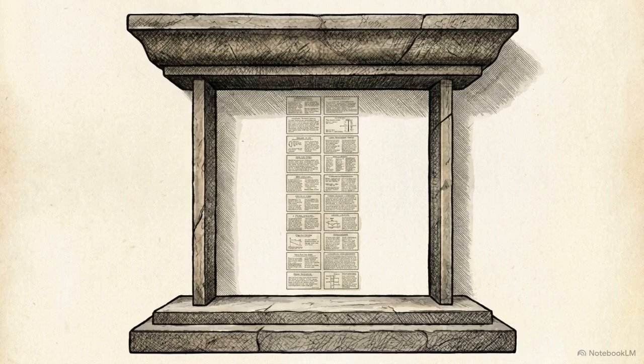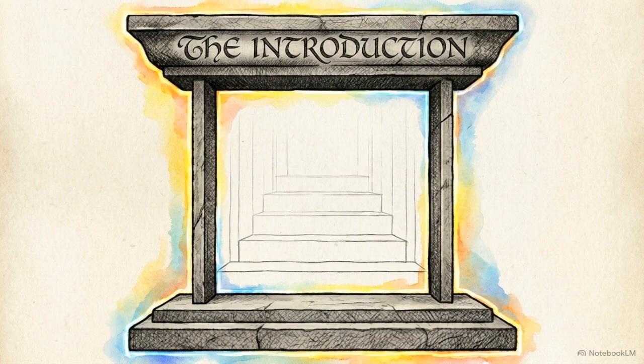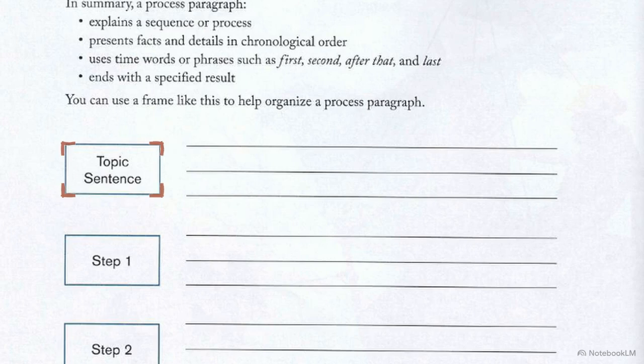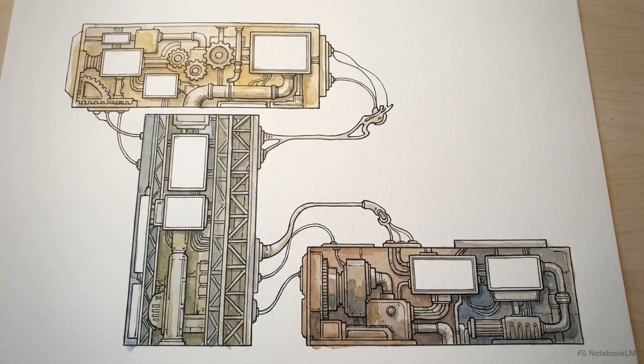A professional paragraph uses an architectural frame to unify a list of chronological instructions. That frame begins with a topic sentence. Its function is to clearly introduce the overarching process being described before any of the specific steps begin. Looking at this organizational writing frame, you can see the top block for the topic sentence. Down at the bottom is the concluding sentence, which serves to definitively state the final product or result of the entire process. We can apply this exact frame to our oil refining steps.